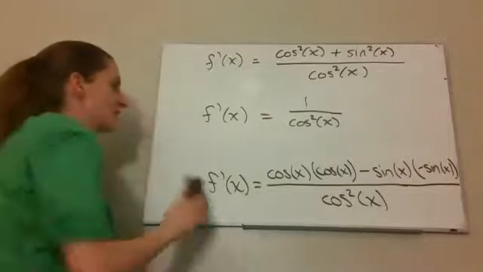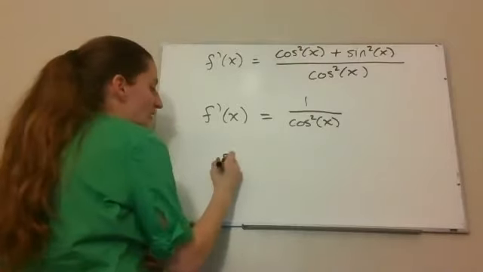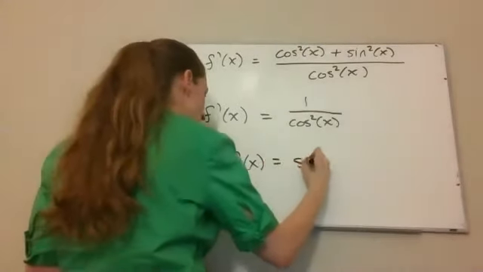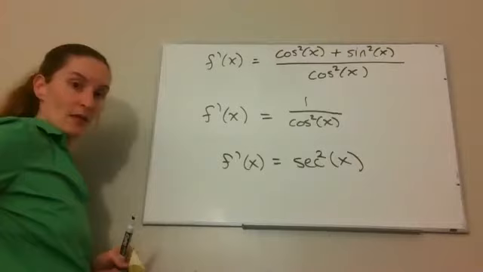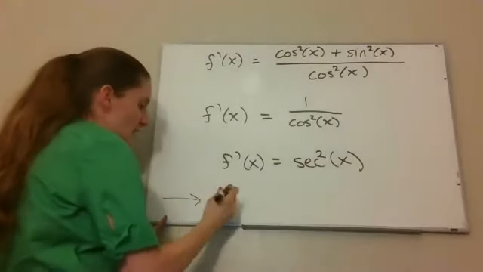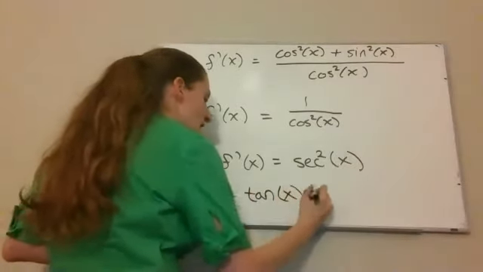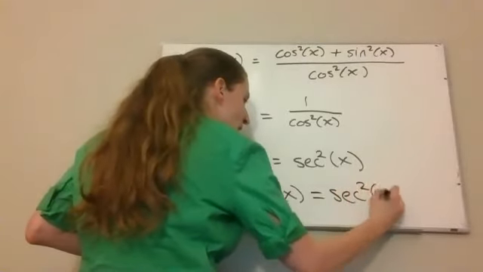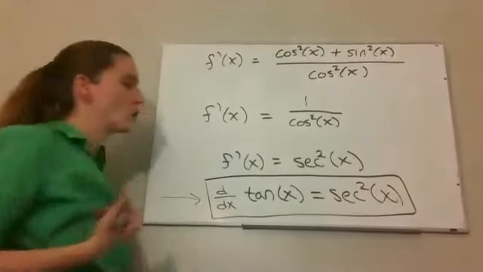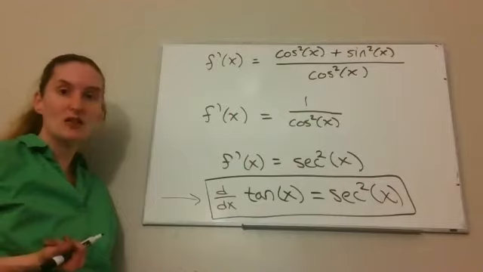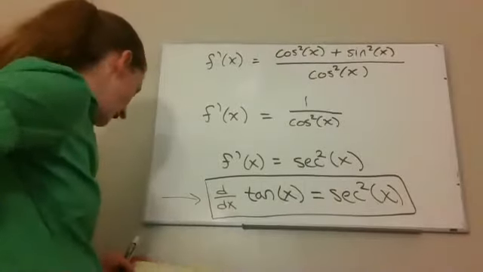Another way to write that is that the derivative is equal to secant squared. And there we go. So we just found out that the derivative of tangent is equal to secant squared. And now that you know that, you don't have to go through the whole quotient rule procedure each time you see a tangent. You can now just use this as fact, that the derivative of tangent is equal to secant squared.